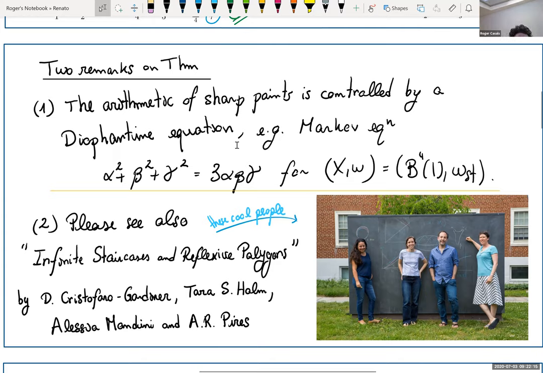Okay, the second comment is not mathematical, but it's a strong suggestion. The theorem, along with certain theorems on obstructions, is also proven in the paper on infinite staircases and reflexive polygons by this group of extremely photogenic mathematicians. I don't think Renato and I will ever have a picture so cool like this one. So this is Alessio Mandini on the left, and Anarita Pires, Dan Cristofaro-Gardiner and Tara Holm, who were also thinking about this problem.